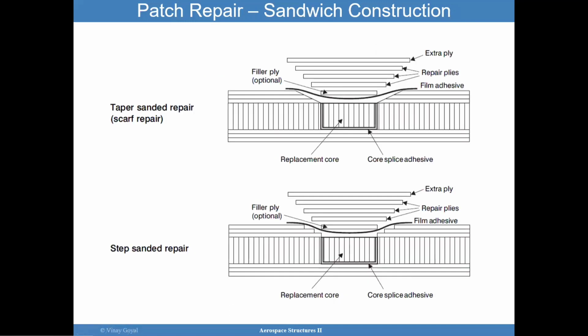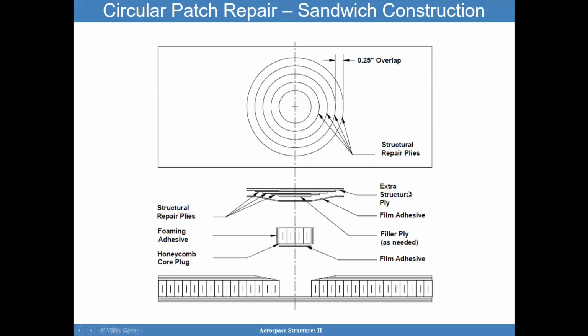You can also have a taper sanded repair where the replacement core goes here, and then you have these feeder plies here at the top. Again, a step sanded repair here at the top, as you see. You also can have a circular patch repair, like you see here. That's a very, very nice repair.